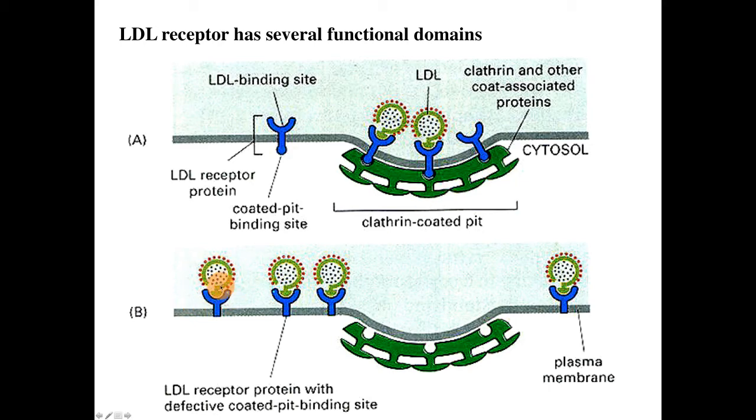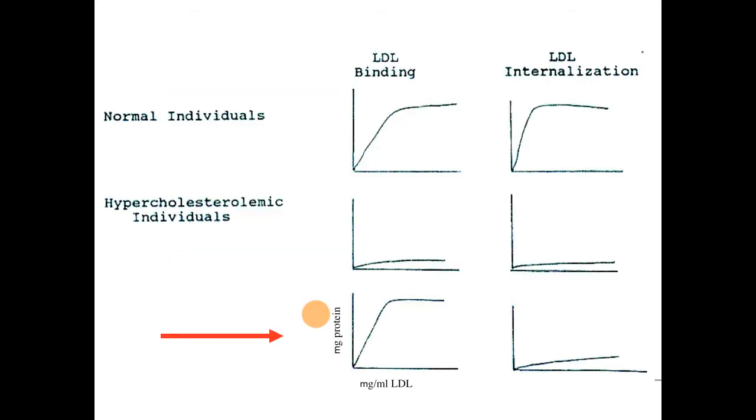Here is an example of a mutation in the LDL receptor such that you don't have a functioning part of the LDL domain that binds with the coated pit region, so you don't have normal internalization. That can explain exactly what you see in these data.